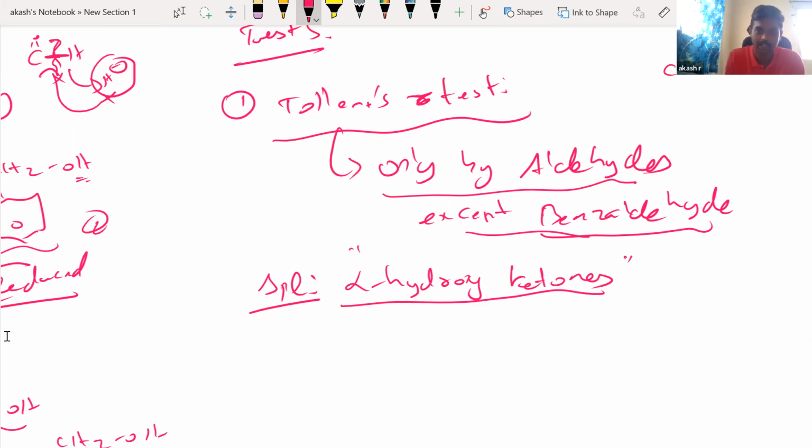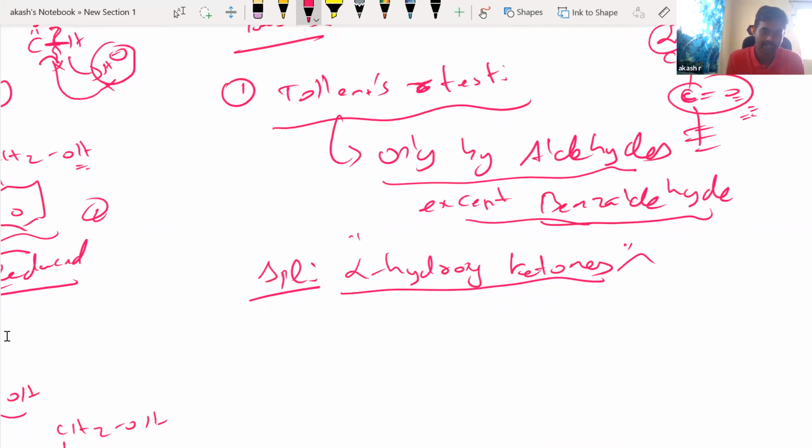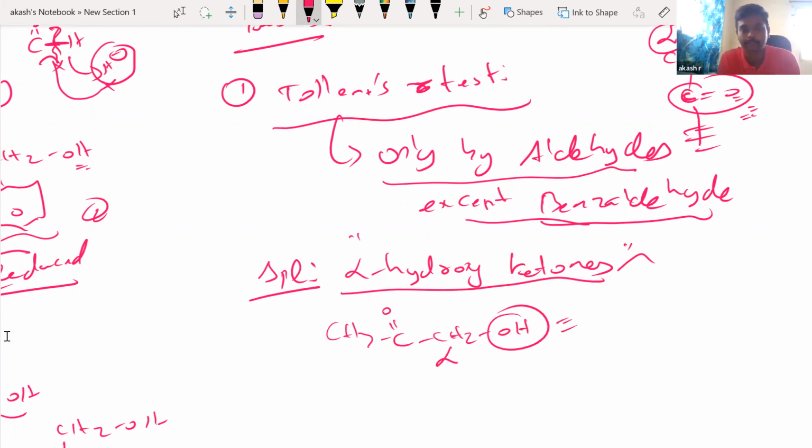Because it was actually having this kind of structure: CH2OH, C double bond O, and so on. This is a normal ketone, and this is your alpha carbon. Whatever carbon is next to the carbon having the C double bond O is called the alpha carbon, and that alpha carbon was having OH. Alpha hydroxy aldehydes and alpha hydroxy ketones will give a positive Tollens test. Other than fructose, we can have this one: CH3, CH2OH, CH3CO, CH2. Again, this is your alpha carbon having an OH. So only these kinds of ketones can give a positive test for Tollens.